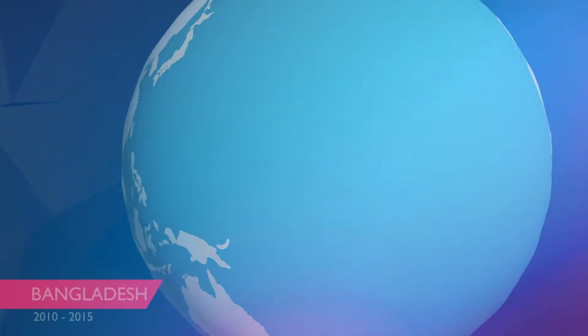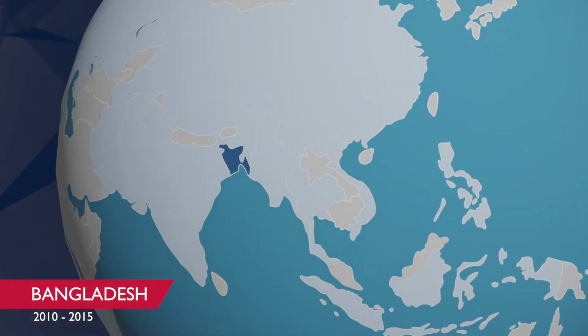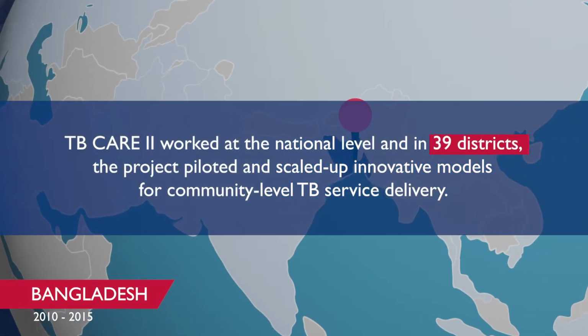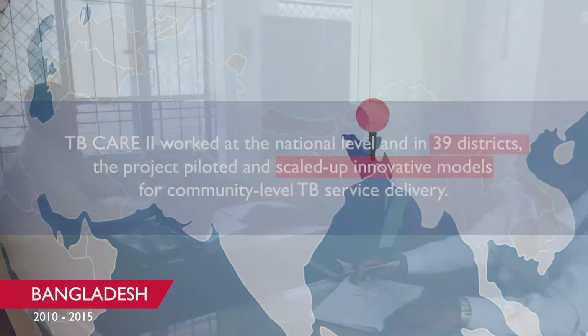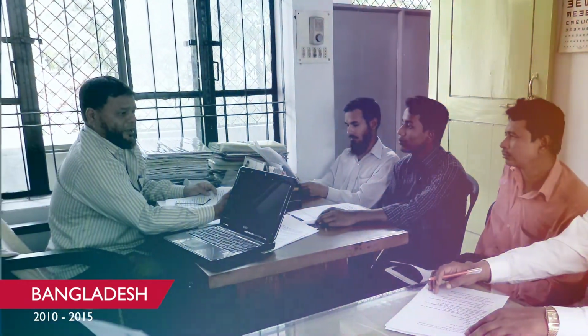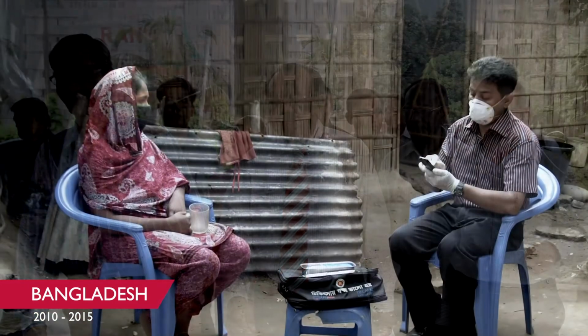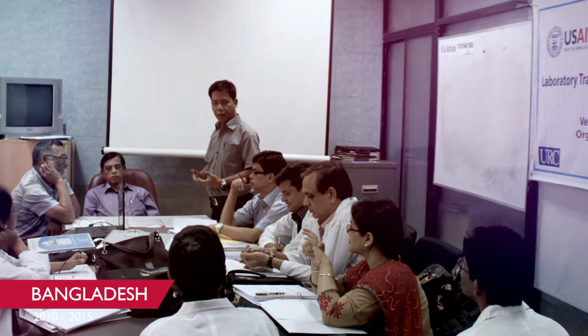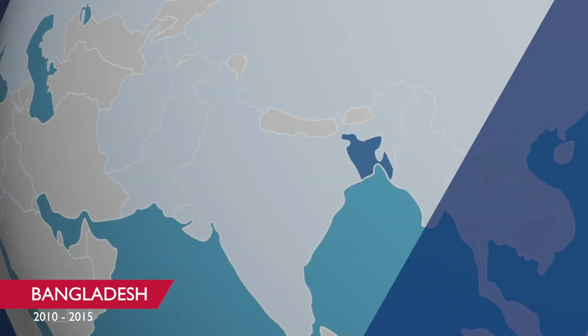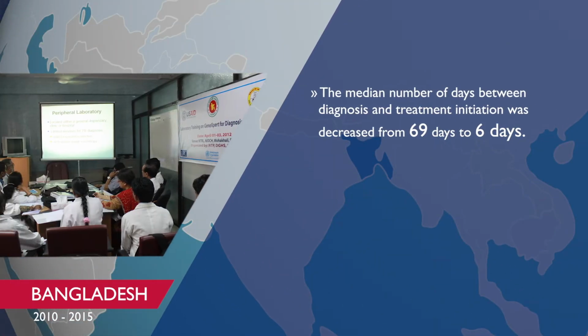In Bangladesh, TB CARE II worked at the national level, and in 39 districts, the project piloted and scaled up innovative models for community-level TB service delivery, engaged non-governmental organizations, NGOs, and the private sector to accelerate TB case finding, supported the integration of TB services with diabetes, HIV, and maternal and child health, MCH, and strengthened the overall health system for TB service delivery.